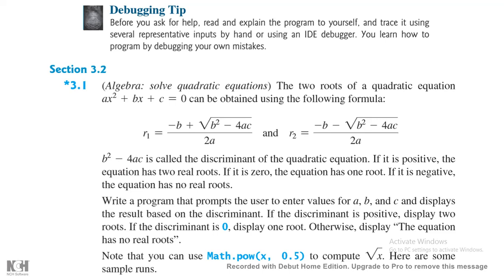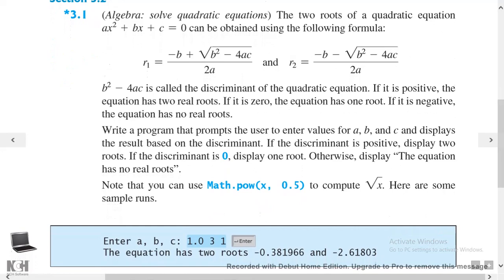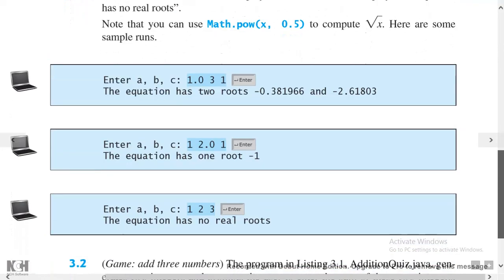If the discriminant is positive, display two roots. If the discriminant is 0, display one root. Otherwise, display that the equation has no roots. Note that you can use Math.pow(x, 0.5) to compute the square root of x. Okay, here are sample runs, and as you guys can see.